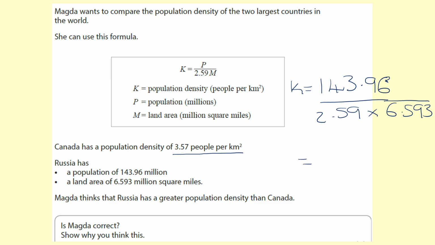If I then solved that, I would have ended up with a population density of 8.43. She thinks Russia's bigger than Canada, so is 8 bigger than 3? Yes, it is. So 8.43 and a yes would have got me the marks for that one.